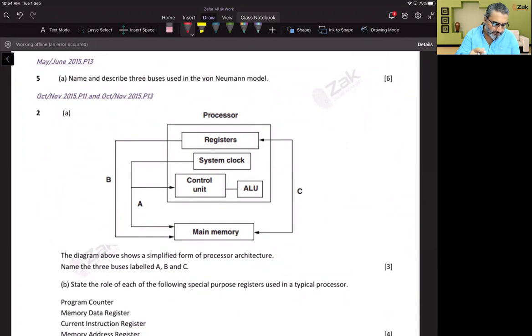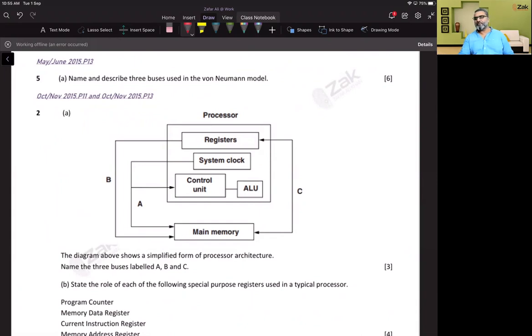Then May-June 2015 P13. Name and describe three buses used in von Neumann architecture. So we know these three buses are system bus, address bus, and data bus. So address bus lines are used to transfer address of the memory or input-output locations, and it is unidirectional. You have to describe it, it is unidirectional.